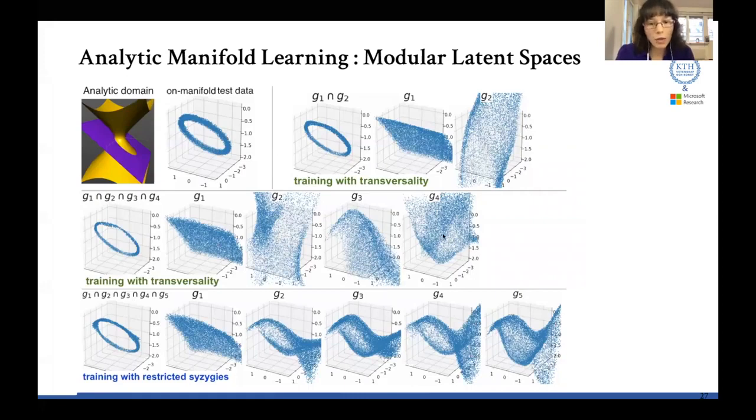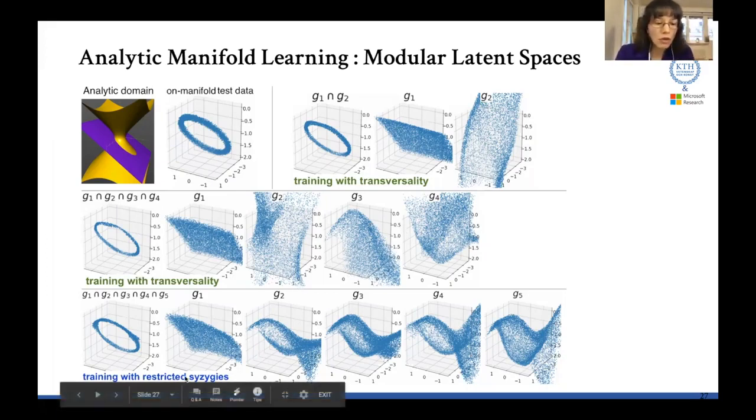If you insist on learning more relations with transversality, as I was saying, you end up with simpler shapes. Two is enough here because we're in 3D. But if you insist on learning more, you get these cones, which are also simpler shapes, and also as transverse as possible. They're not at right angles to each other, but at large angles to each other at the point of intersection. When you train with restricted syzygies, you get something like a bent plane, and then relations that wiggle around and change a little bit. But overall, with 4 or 5 relations, they also capture this data manifold.